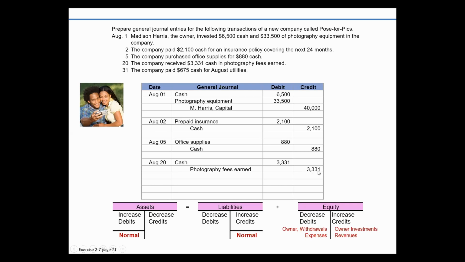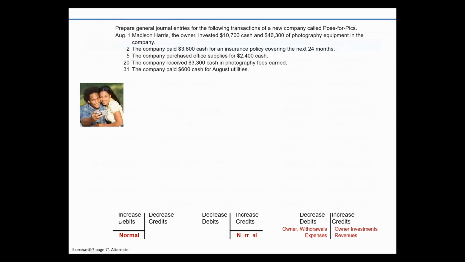And then the company paid $675 cash for August utilities. So August 31st, we would have to increase utilities expense, which again is part of equity. So in order to increase that is going to be a debit, $675, and then we paid cash, which will be our credit for $675 because we're reducing cash because we've now paid that out. Let's look at one more. That's similar, but just make sure we kind of understand this.